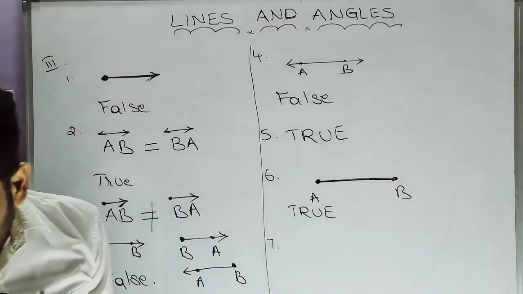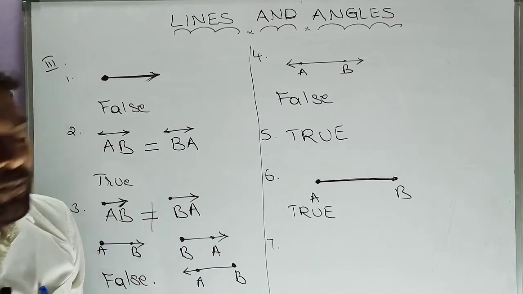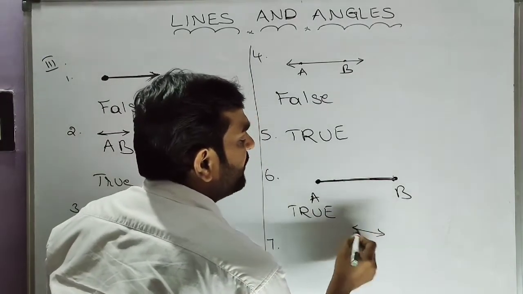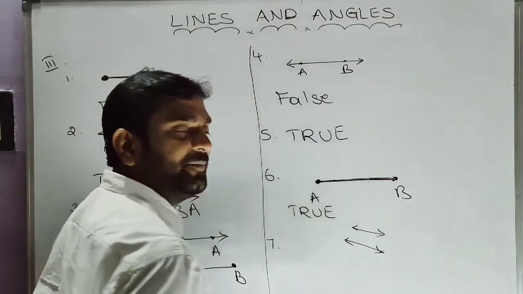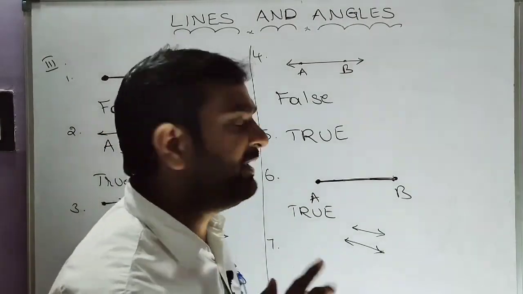And the seventh one: two lines may intersect in two points. Let's take any two lines. This is one line and another one is the other line. May intersect at two points. Here is the statement given.